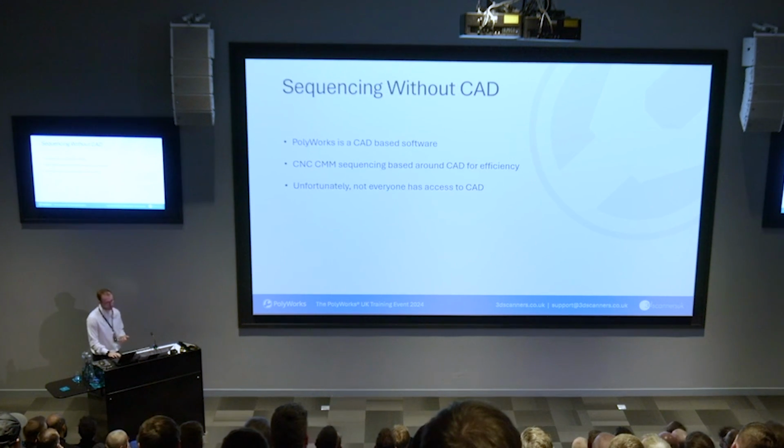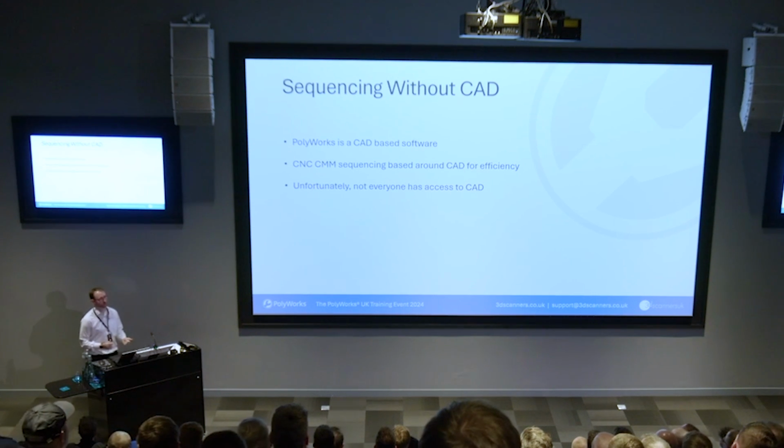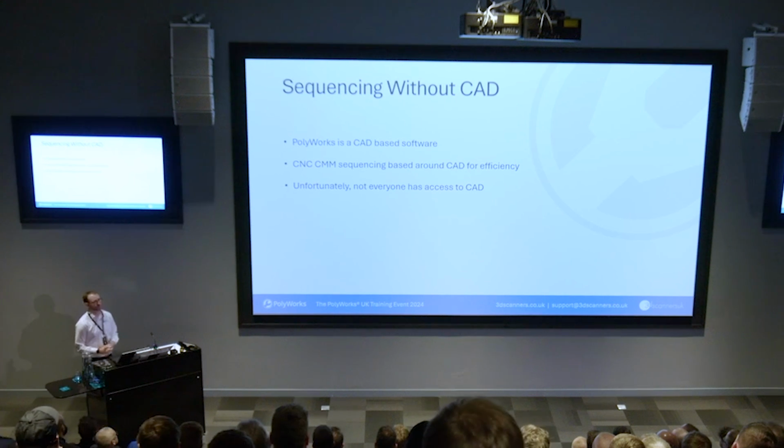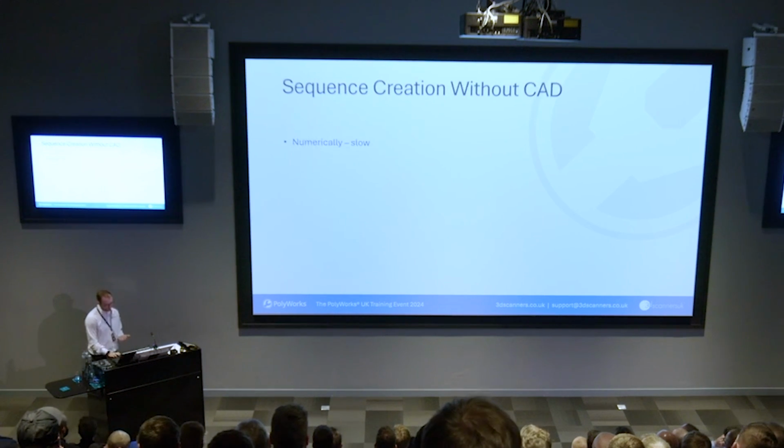So PolyWorks is a CAD-based software. The sequencing for the CNC CMM is built around CAD for efficiency, so your collision detections, your optimization, if anyone's used the optimal sequence creation tools. But the main thing there is at the bottom, not everyone in this room, unfortunately, has access to a CAD model. So the ways that you've had to do that in PolyWorks in the past, you've had to do it numerically, so key in your features, which can take time, and human error can lead to misinputs as well.